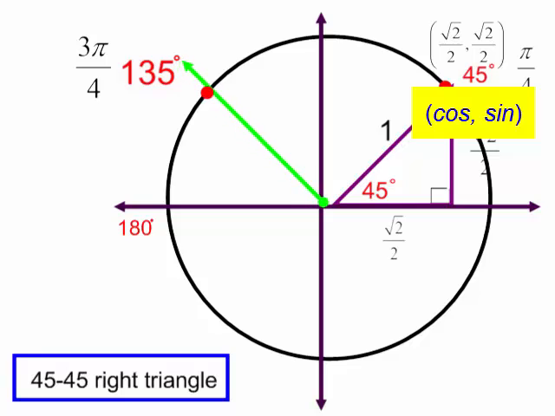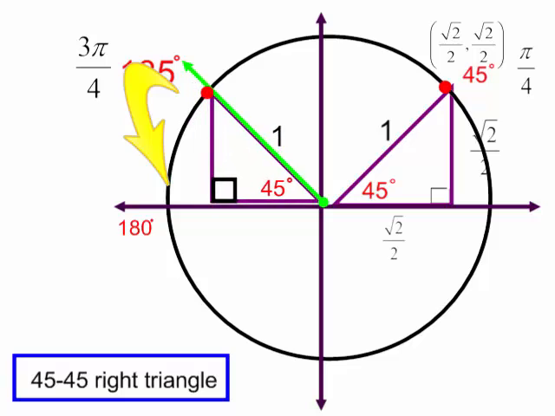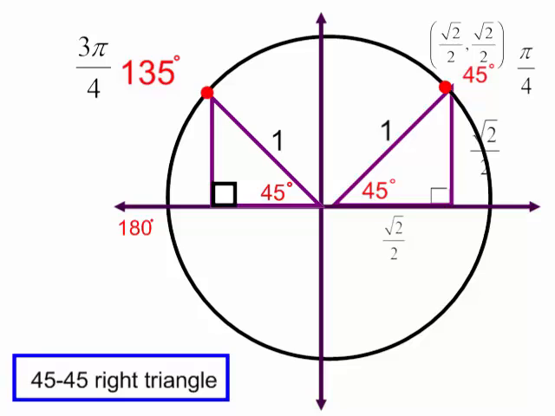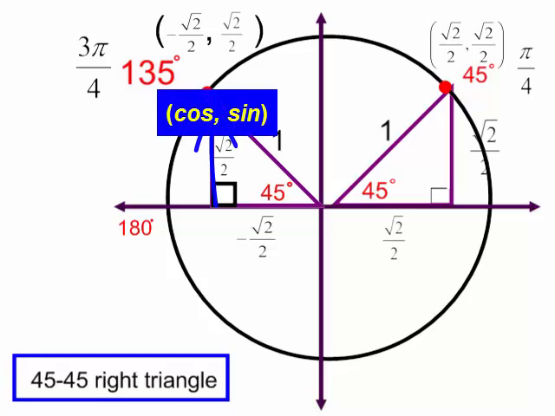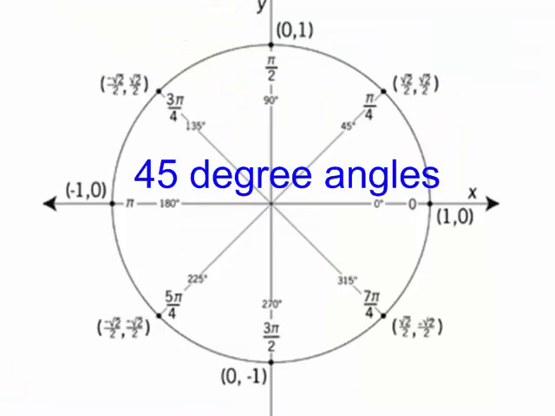What about 135 degrees? Well, that is just 45 degrees above 180. I do have this right triangle to help me out. In order to get to this point, I am going to go to the left. So I will say negative square root of 2 over 2, and then I'm going to go up the square root of 2 over 2. The cosine is negative square root of 2 over 2. The sine is the square root of 2 over 2. So here are our 45-degree angles.